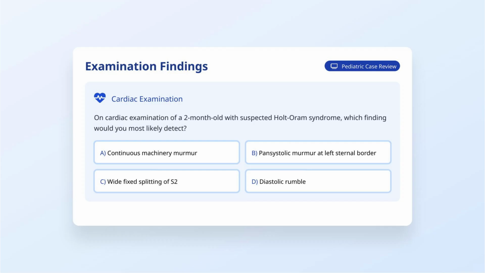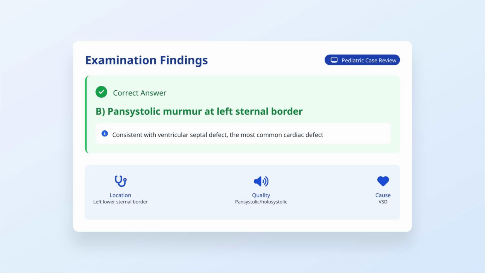On cardiac examination of a 2-month-old with suspected Holt Oram syndrome, which finding would you most likely detect? A. Continuous machinery murmur. B. Pansystolic murmur at left sternal border. C. Wide fixed splitting of S2. D. Diastolic rumble. The correct answer is B. Pansystolic murmur at left sternal border.